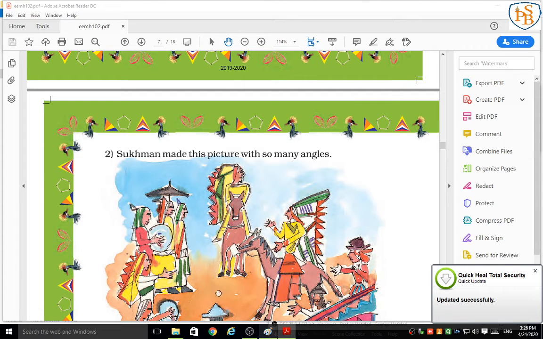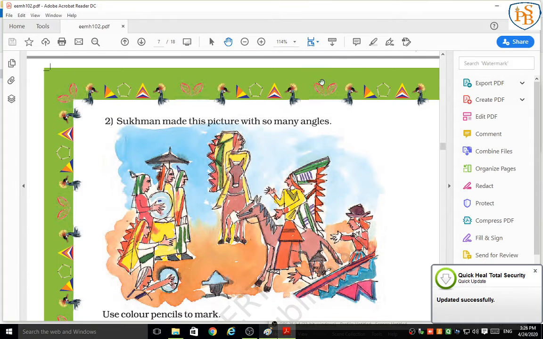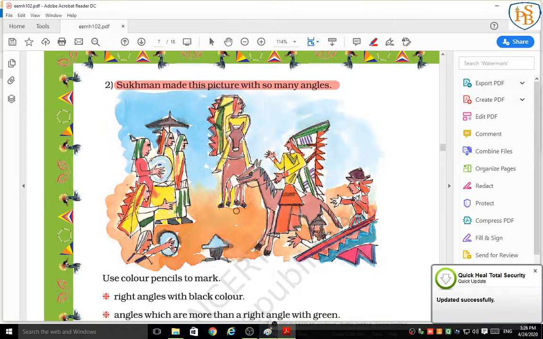Students, you can see one picture over here. In that picture we can see some horses and some people. Sukhman made this picture with so many angles. Here we can see so many angles.